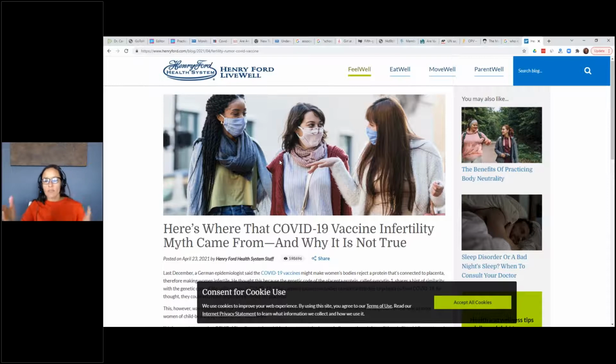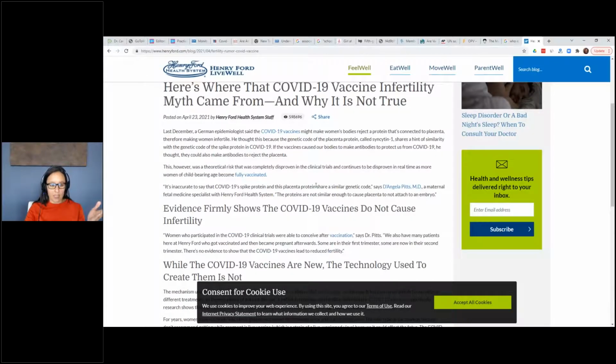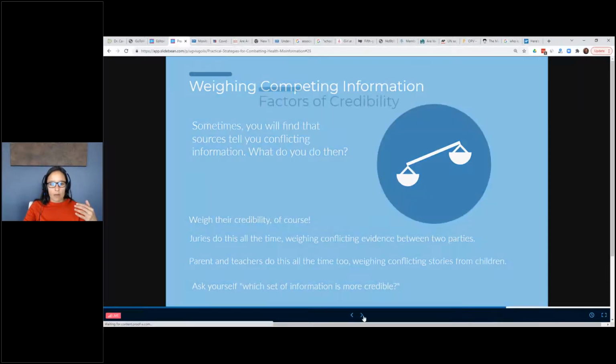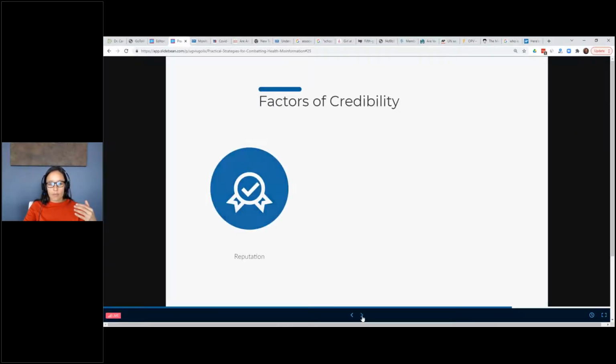So in terms of weighing credibility, when you've got competing information, this is a great exercise to walk through the way that the information is presented, and have your students determine, based on these two sets of information, what looks more credible to you. And usually they'll come up with the answer that these higher profile, more credible seeming results are indeed more credible. Okay. All right. Factors of credibility.